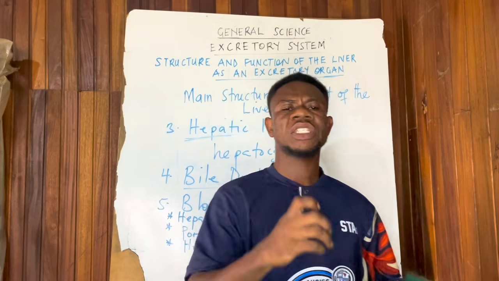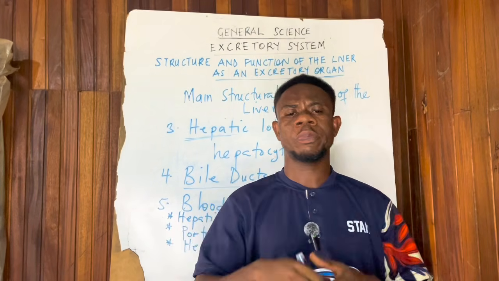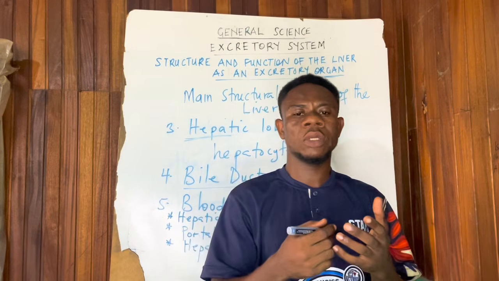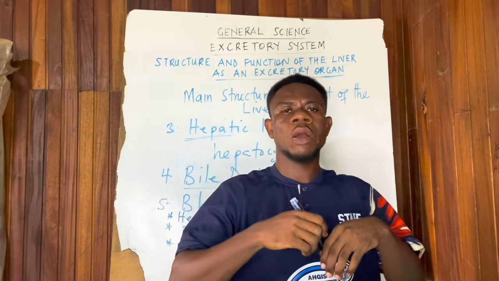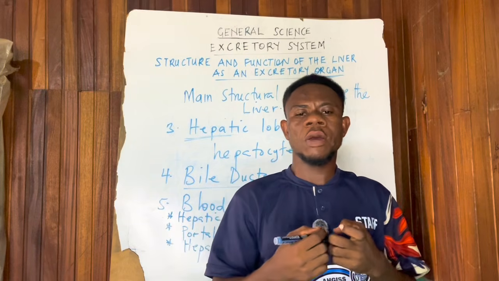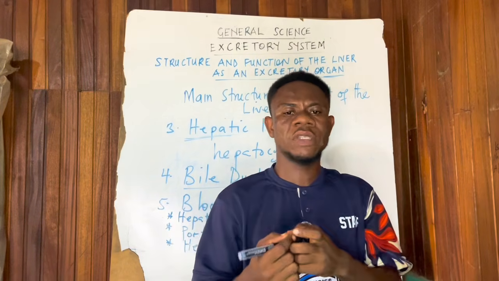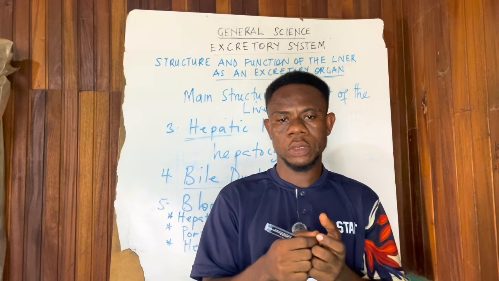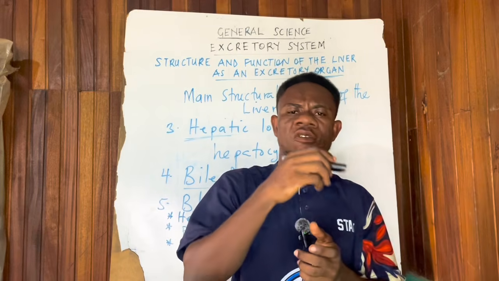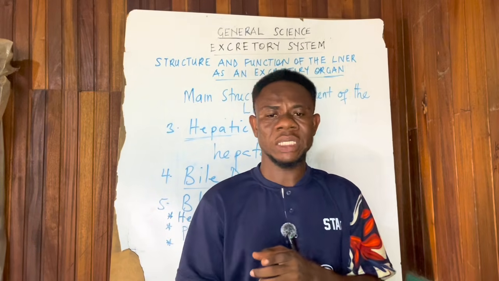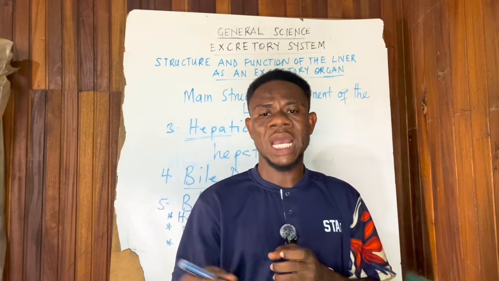Now, the function of the hepatic artery is to bring oxygen-rich blood from the heart. This means the blood from the heart is very rich in oxygen. This type of blood is the oxygenated blood. So it carries oxygenated blood.